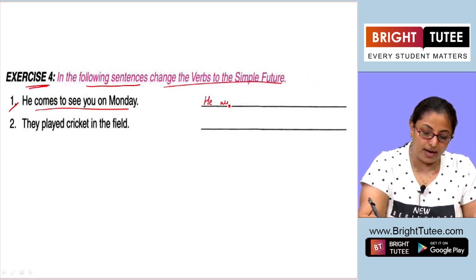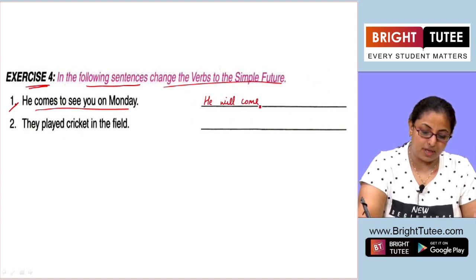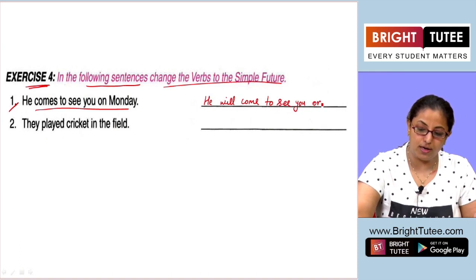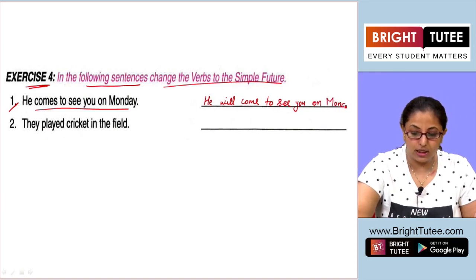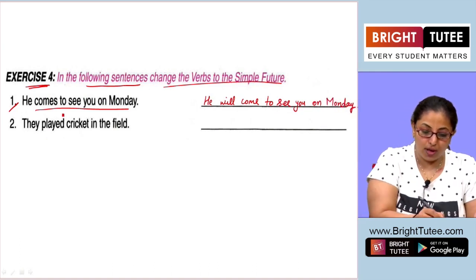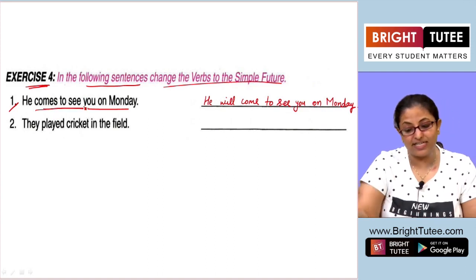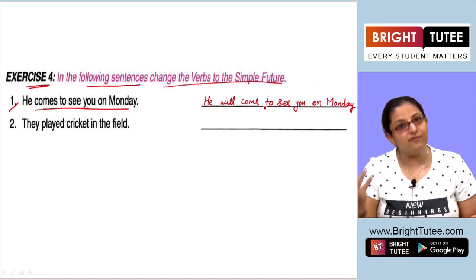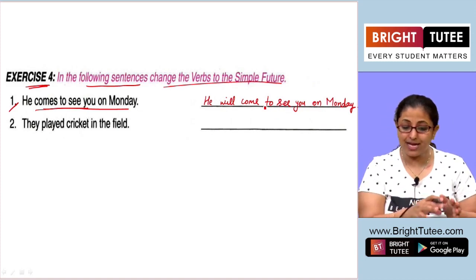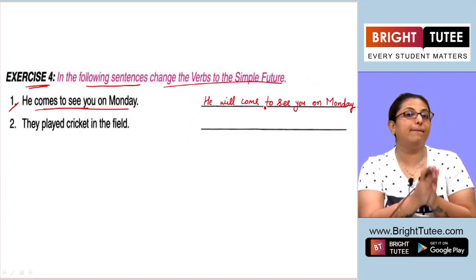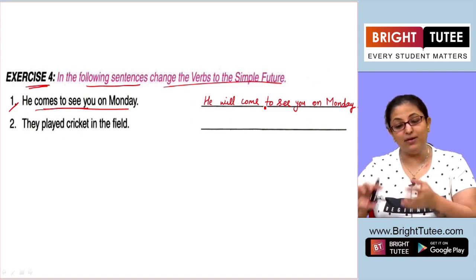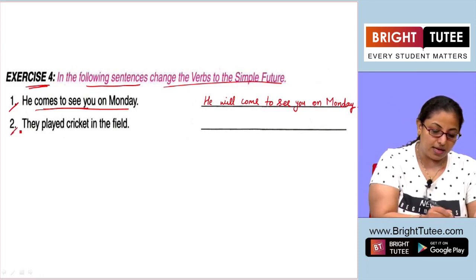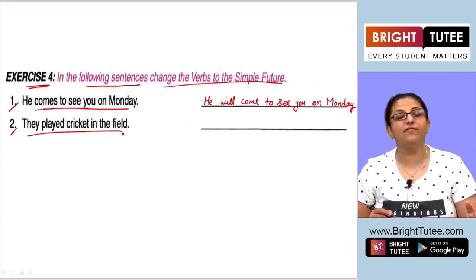He will come to see you on Monday, right? So comes to see you we have changed into will come to see you. So this becomes the future tense. He comes to see you on Monday is present, but he will come to see you on Monday becomes the future tense.